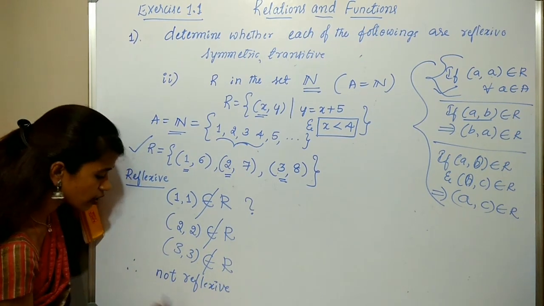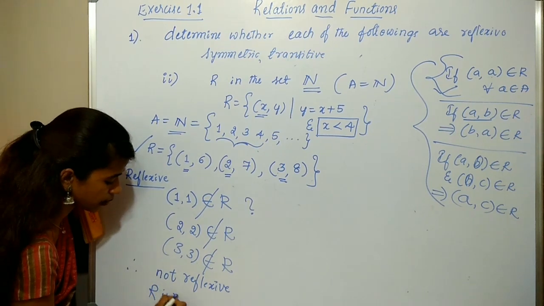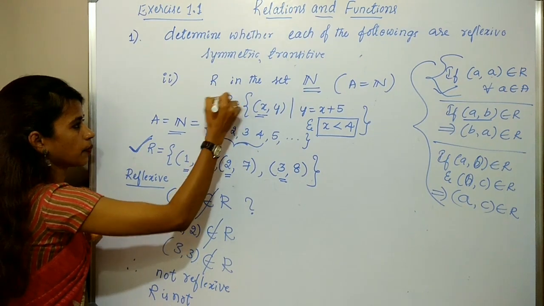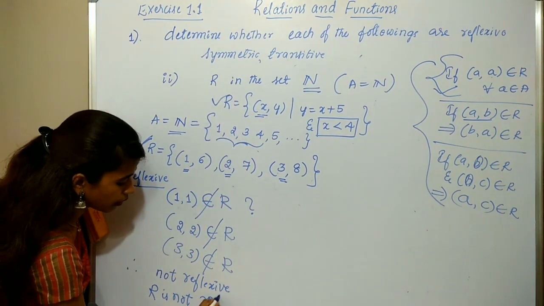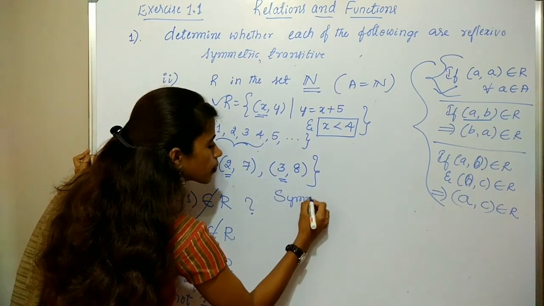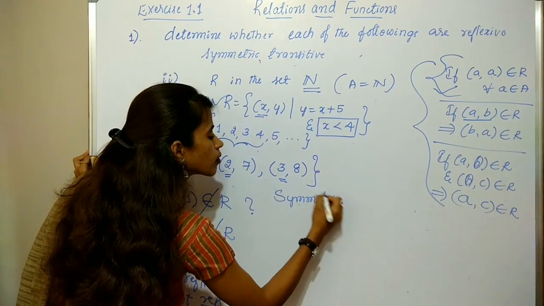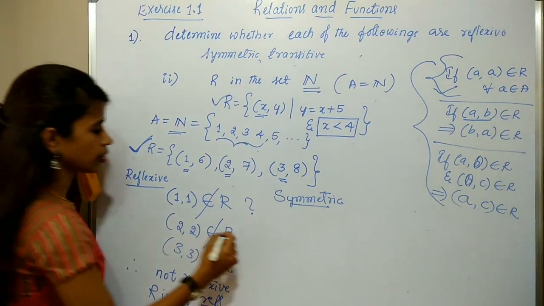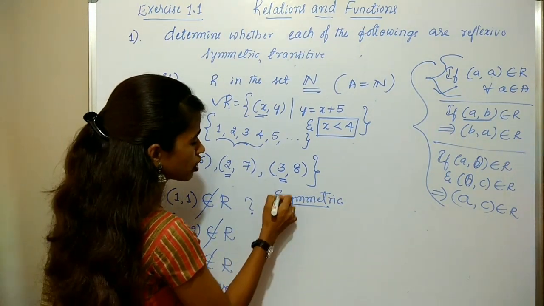So, which is not reflexive? R is not reflexive. The relation R, that is this one, is not reflexive. Next, check for symmetric. So, symmetric. First, what do you mean by symmetric relation?